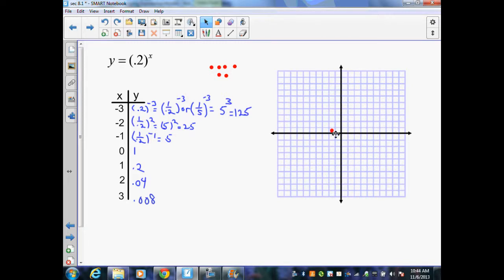-1 at 5. 0 at 1. 1 at 0.2. 2 at 0.04. And 3 is 0.008. I can then connect my points.